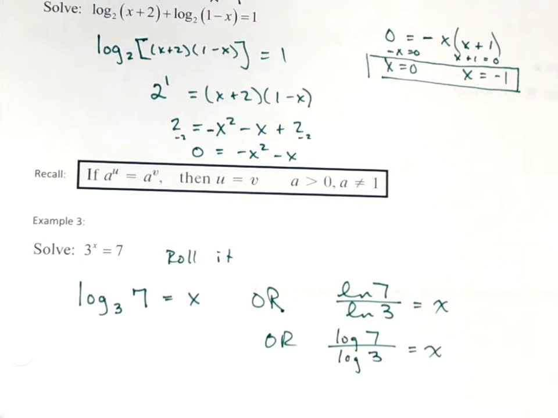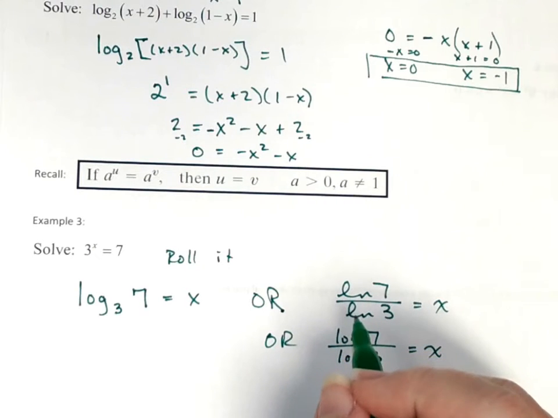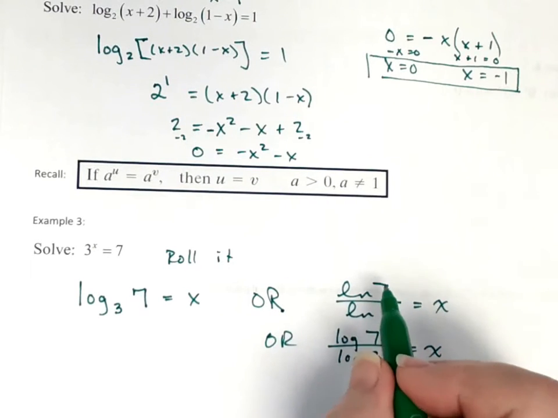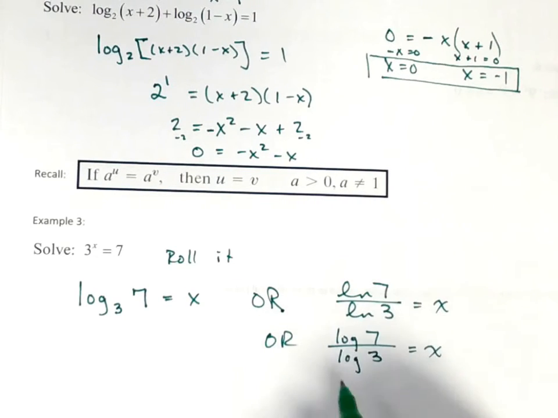Either one of those answers is correct, but make sure when you're putting it into the computer program that you use either the natural log of 7 divided by the natural log of 3, or the common log of 7 divided by the common log of 3.